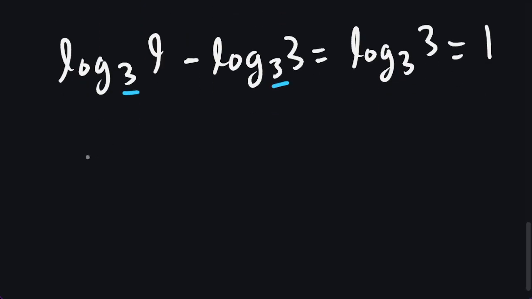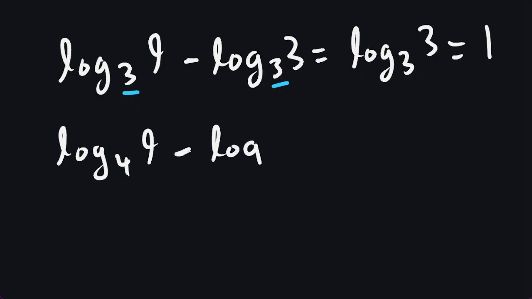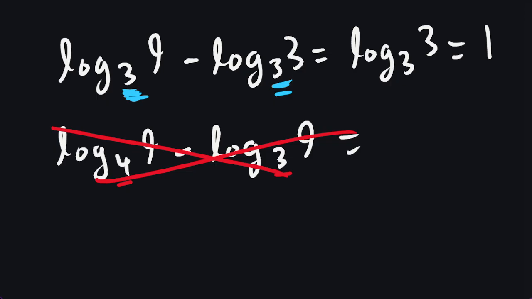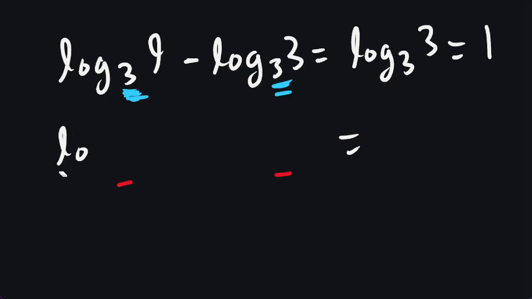And just very, very important, let's say we had log base 4 of 9 minus log base 3 of 9. We cannot rewrite this using the quotient rule because in this case the bases are different. So for the product rule and the quotient rule, if the bases are different, then you cannot apply those rules. The bases have to be the same. And in this case, they're the same up here because these are both 3. But in this case below, they're not because one is 4 and the other one is 3. So that's the quotient rule.